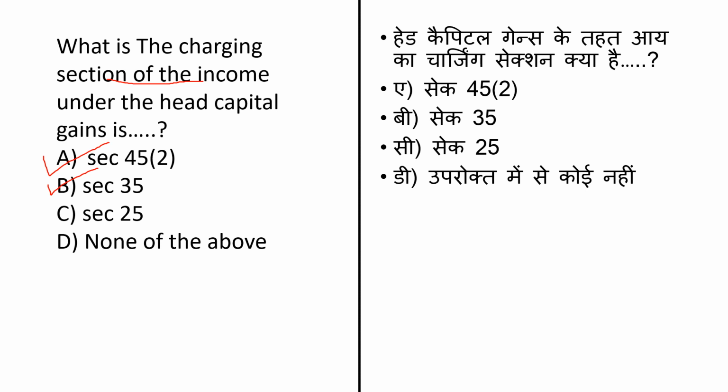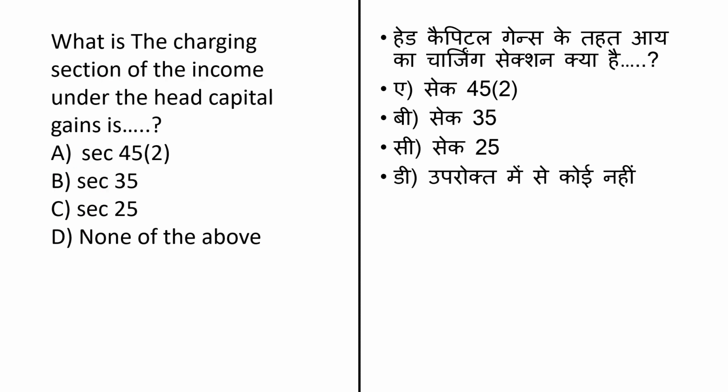Section 45 clause 2 of the Income Tax Act 1961 provides that when the capital asset is converted into the stock in trade by the assessee, the profit and the gain arising on such a conversion shall be charged to the tax as a capital gain in the year in which such stock in trade is sold or otherwise transferred. Third option is section 25. Section 25 of the IT Act, that means the Income Tax Act 1961, provides for the amount not deductible from income from house property. And last option is none of the above.